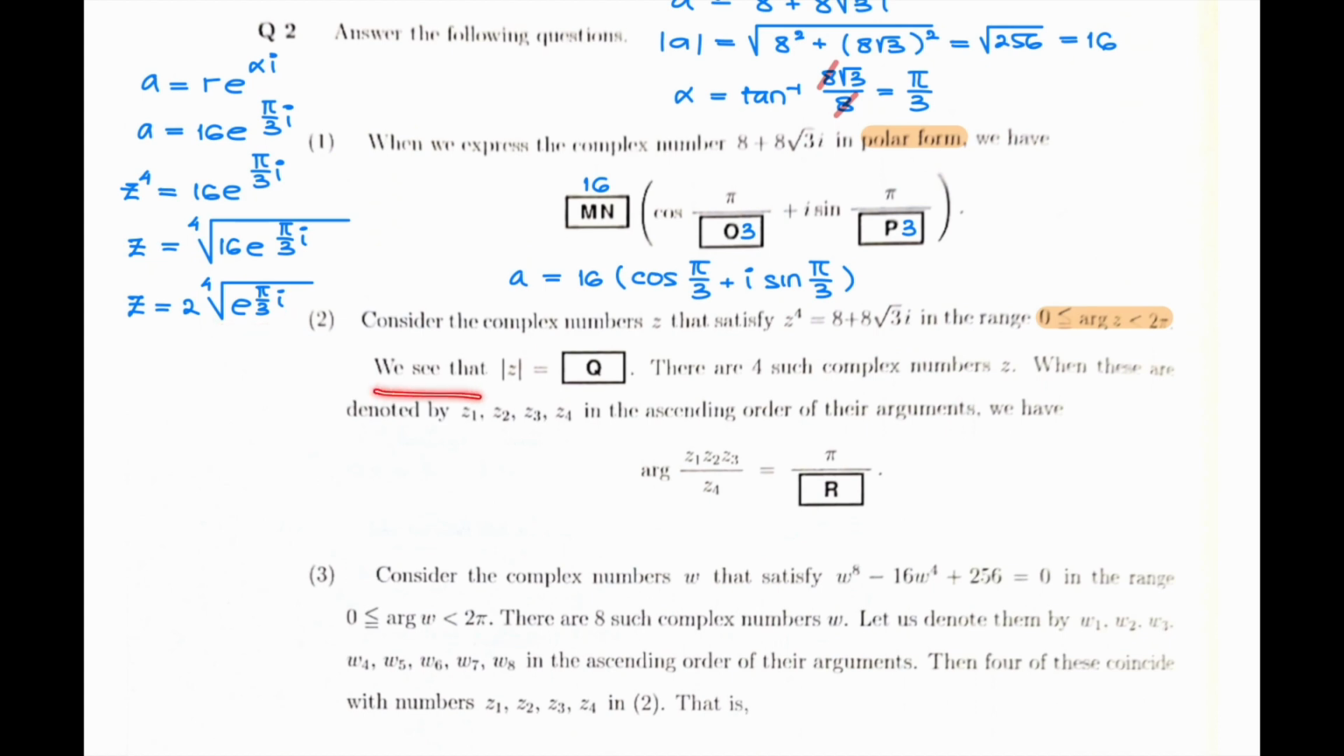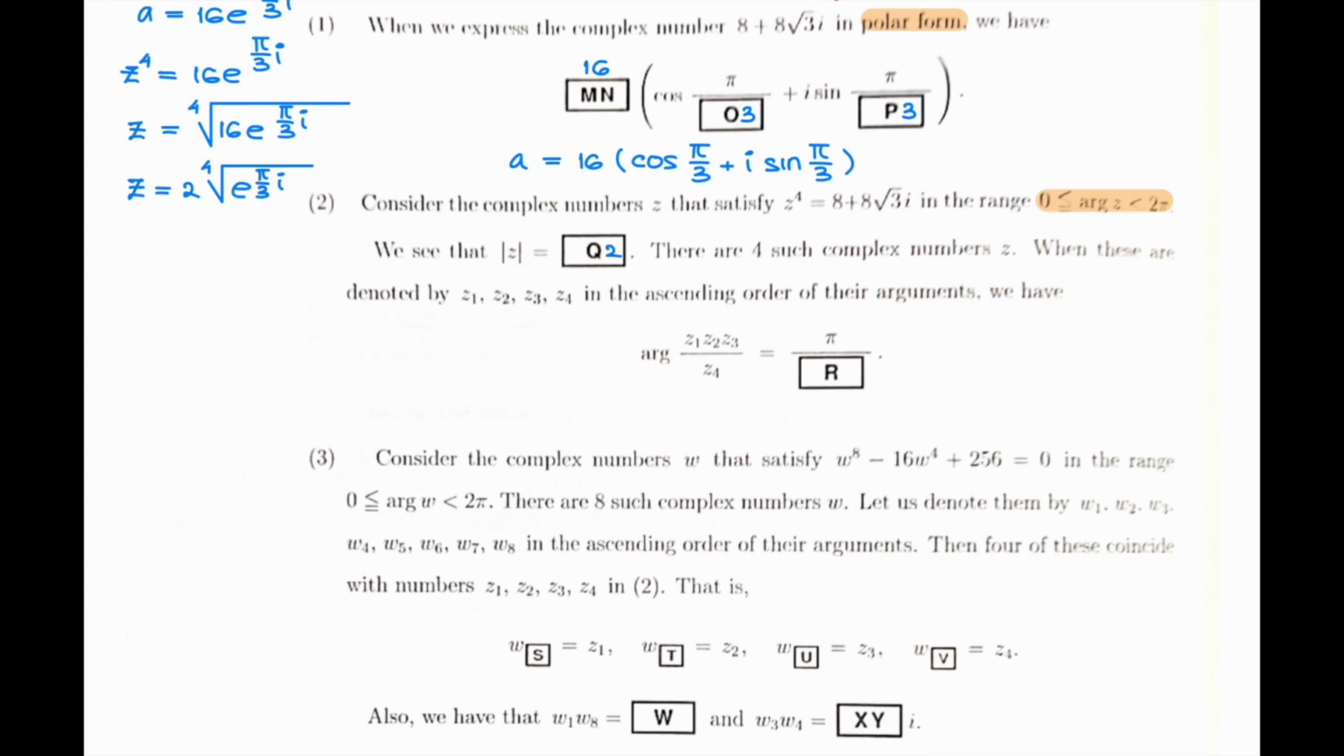So we see that the modulus of z is equal to 2. So from here, I know that the modulus of z is equal to 2. And then there are 4 such complex numbers z. There are 4 complex numbers of z. When these are denoted by z1, z2, z3, and z4, in the ascending order of their argument, we have that argument z1, z2, z3, z4 is equal to blah blah blah.